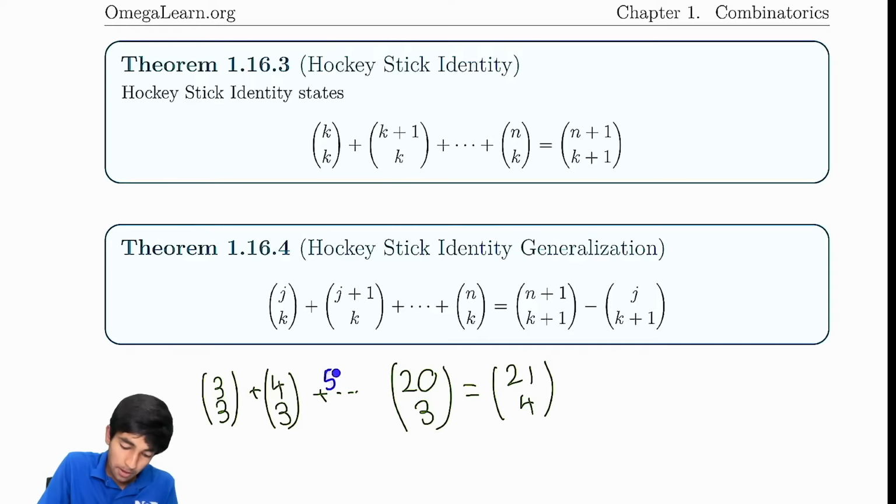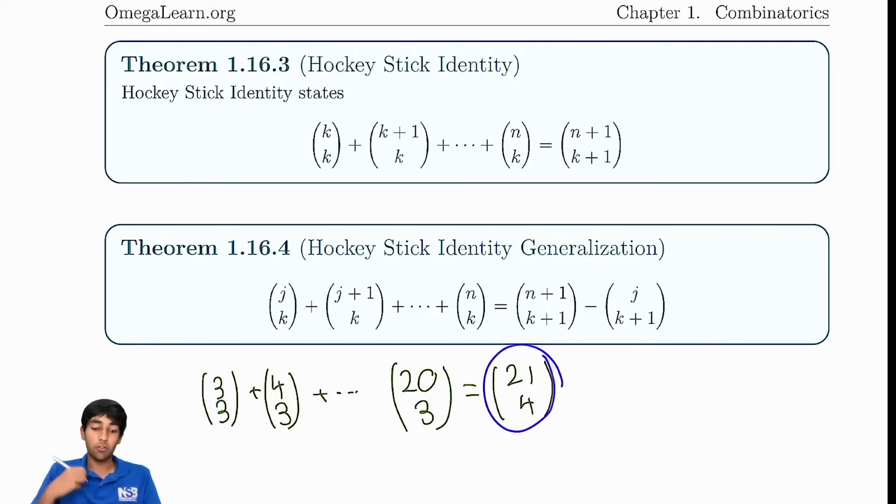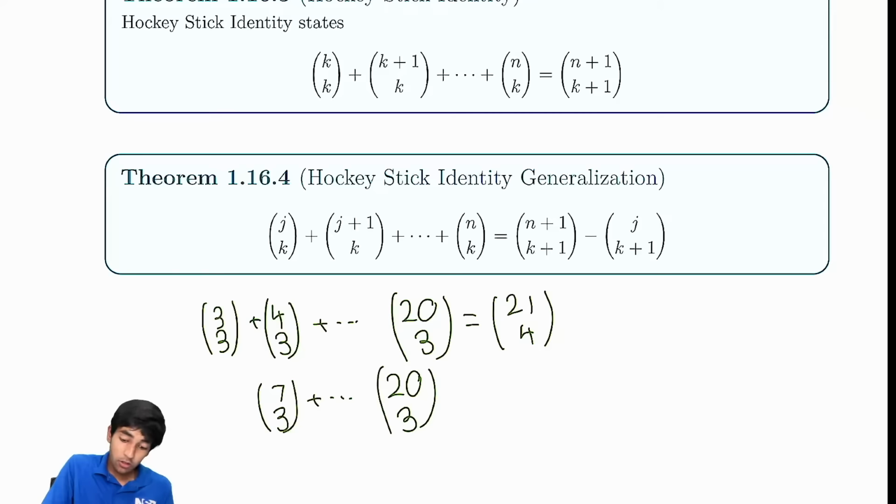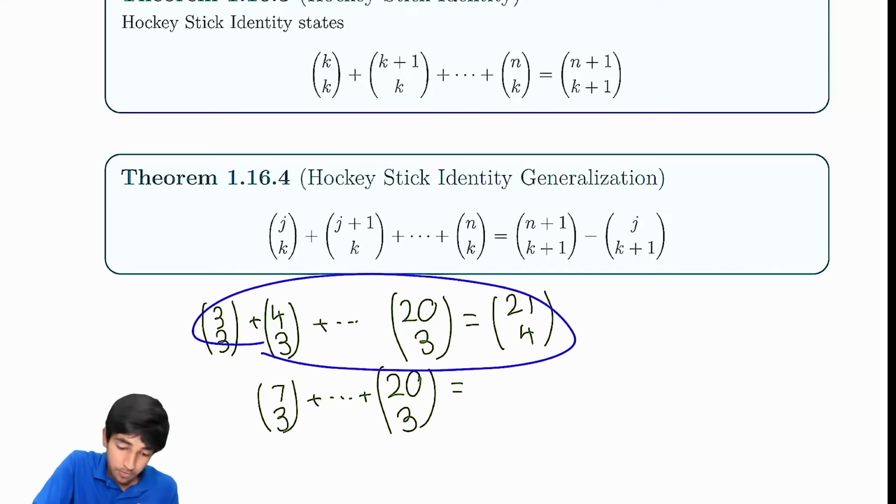If you start somewhere in the middle at 5 choose 3 until 20 choose 3, you cannot just say it's 21 choose 4. It's only true when you start at k choose k and go all the way up till n choose k. Then it's n plus 1 choose k plus 1. But what if you were trying to, let's say, find 7 choose 3 all the way till 20 choose 3? You can still use hockey stick identity. So the thing to notice here is the top part is 21 choose 4.